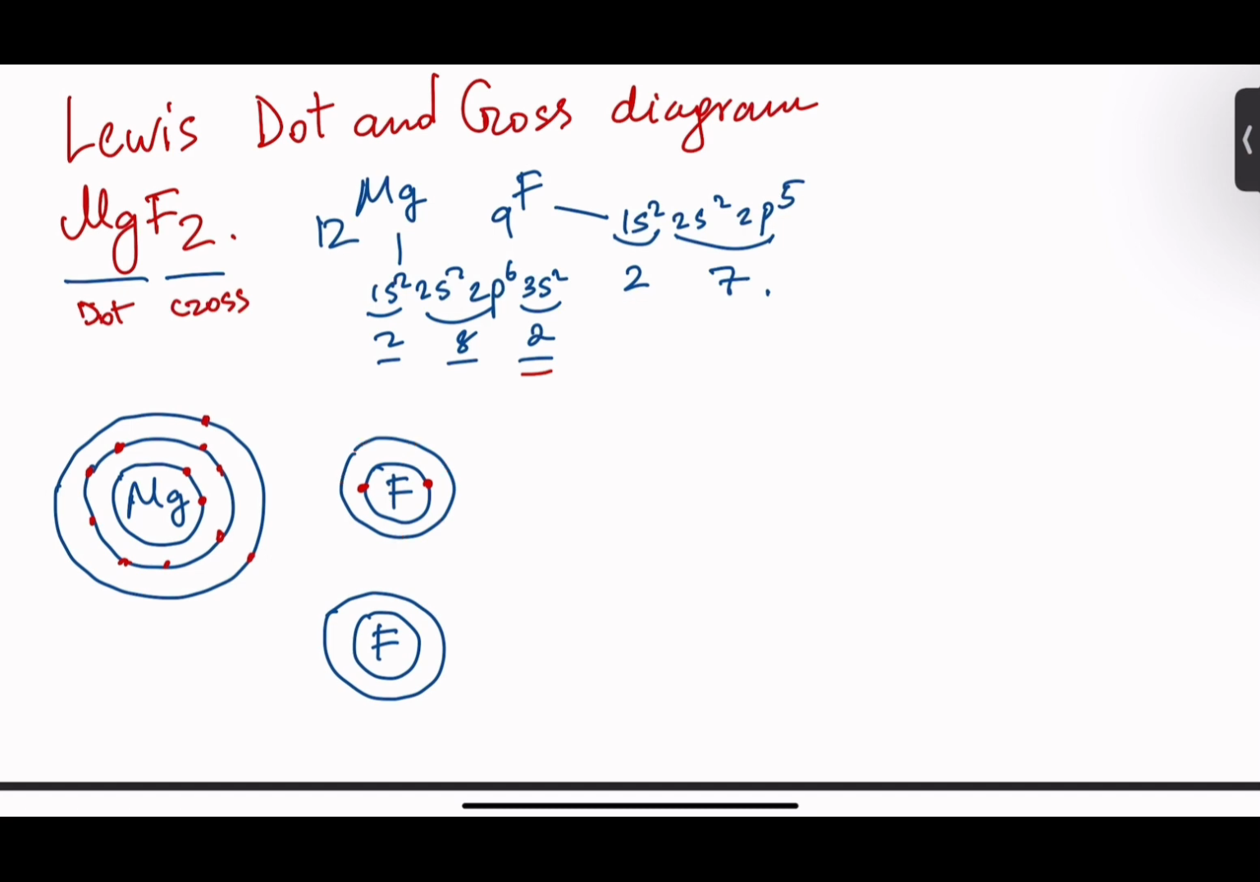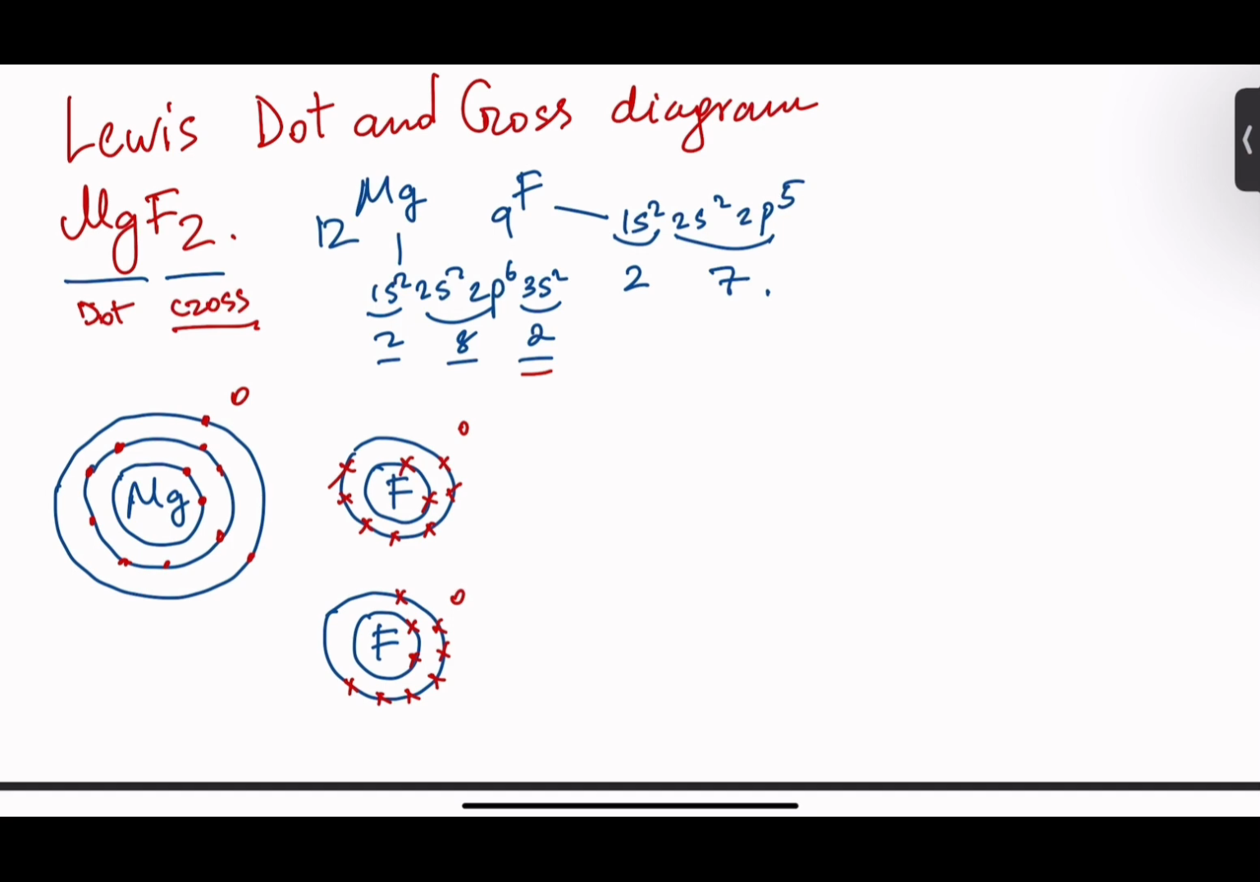Sorry, I should have put crosses on fluorine. So on fluorine, I'm going to put the crosses. 1 and 2, and on the second shell we have 7: 1, 2, 3, 4, 5, 6, and 7, and then the next fluorine, 1, 2, 3, 4, 5, 6, 7, 8, 9. So the first shell has 2, and the second shell has 7 electrons. They both have 0 charge.